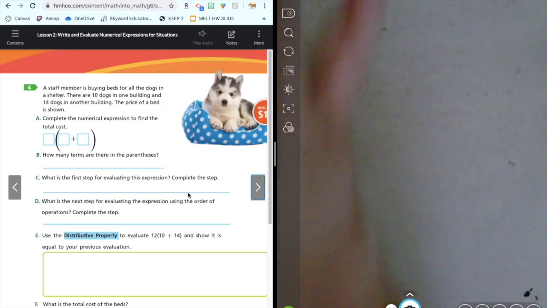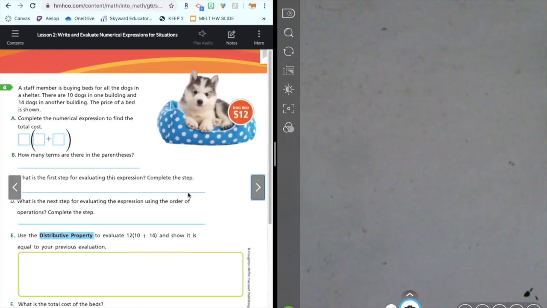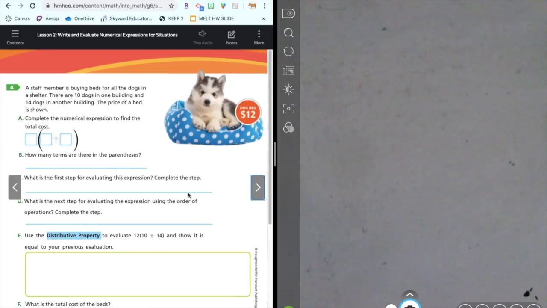All right, so a staff member is buying beds for all the dogs in a shelter. There are 10 dogs in one building and 14 dogs in another building. The price of a bed is shown. Okay, we can't see it, sorry. The price of the bed is $12. Complete the numerical expression to find the total cost.